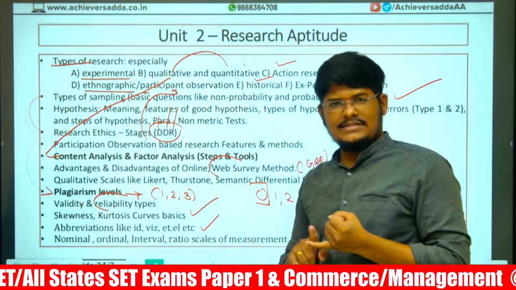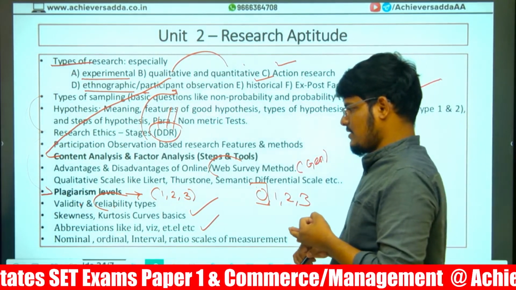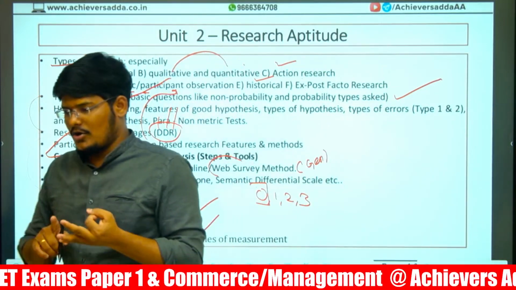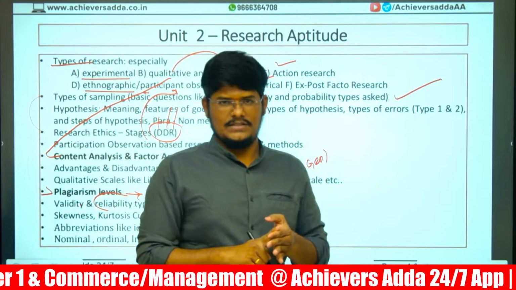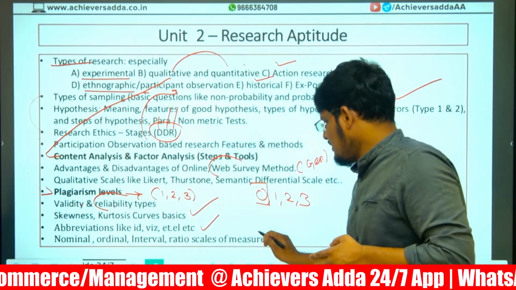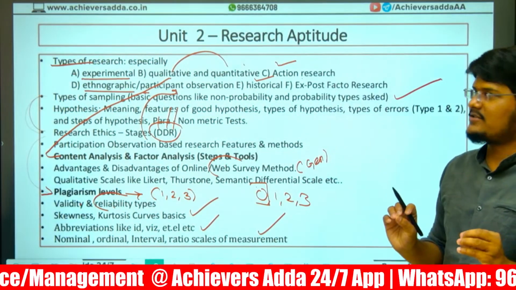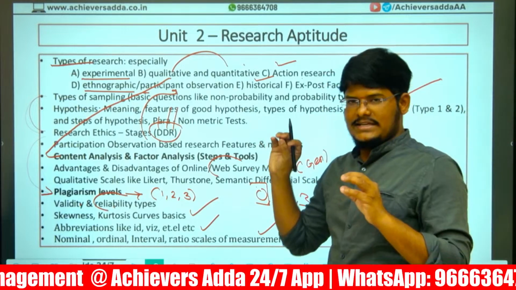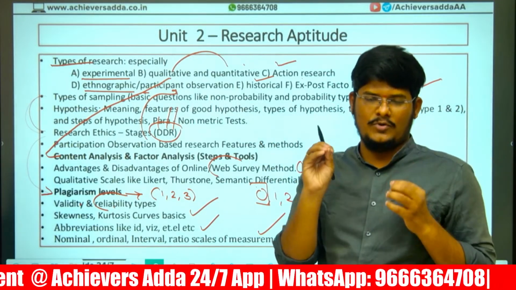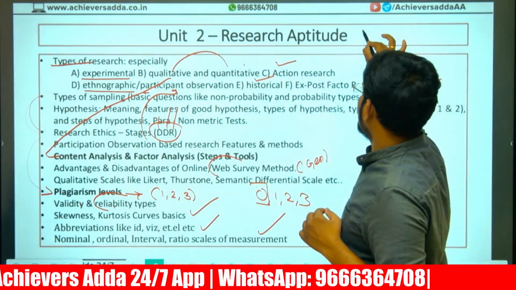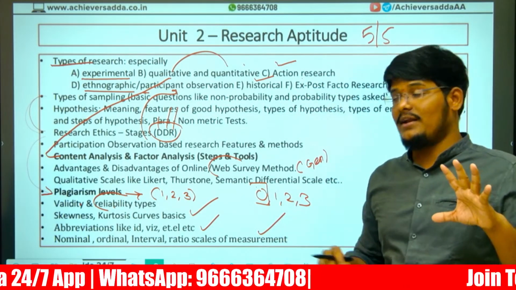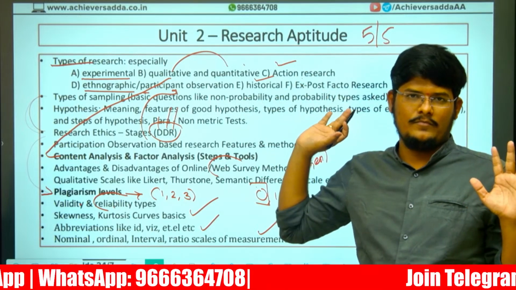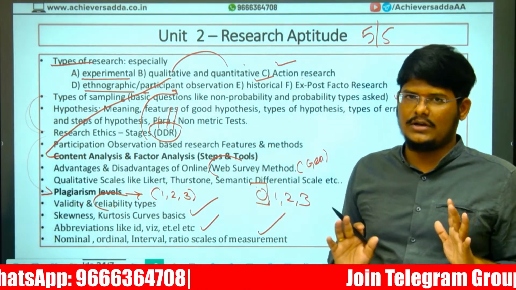Next, nominal scale, ordinal scale of measurement. Total NOIR: nominal scale, ordinal scale, interval scale, ratio scale of measurement. Total 4 types of scales of measurement. If we can cover these small specific topics, you will be able to get 5 questions for sure. 10 marks will be in your hand. Only these specific topics you should cover.